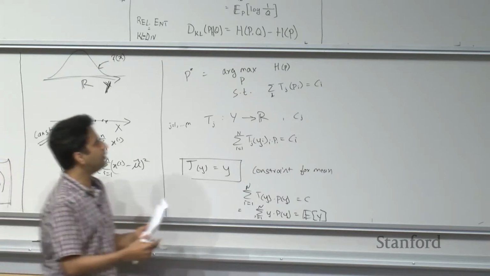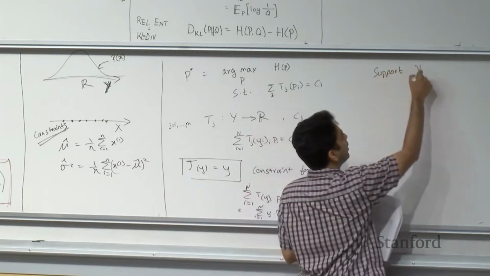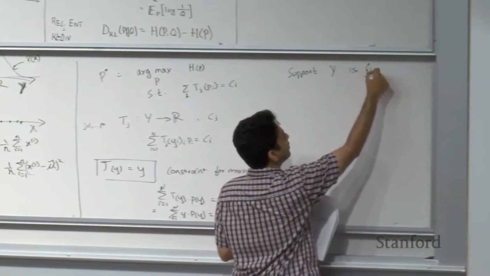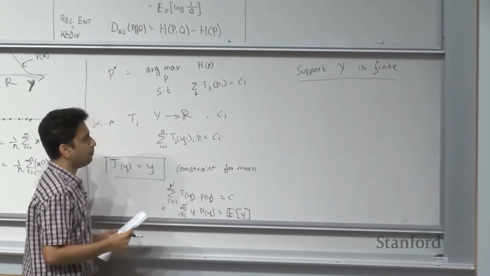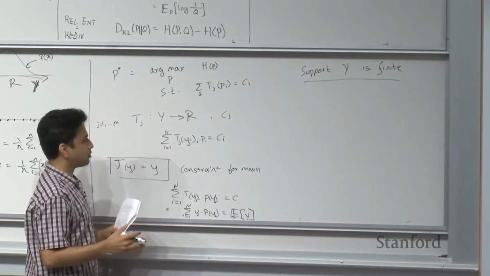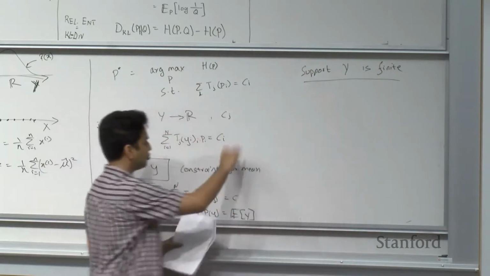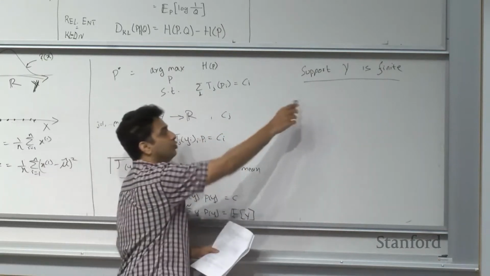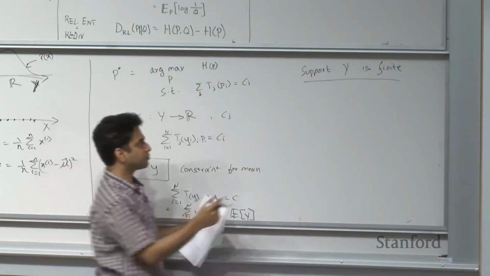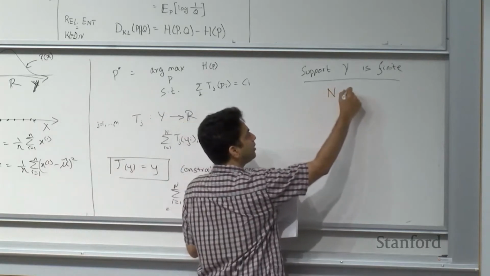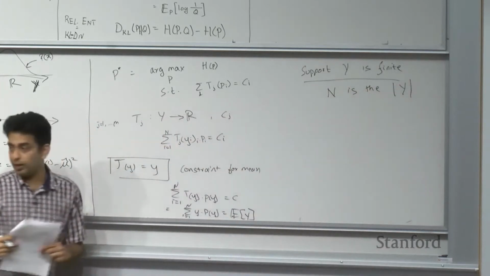And we are also going to assume that the support of y is finite. This finite support is a simplifying assumption, and we don't really need it to show the results, but we assume it is finite so that we can represent things as inner products and sums rather than integrals. And we assume that n is the size of the set y.